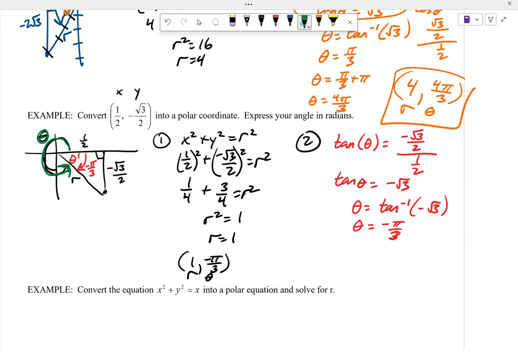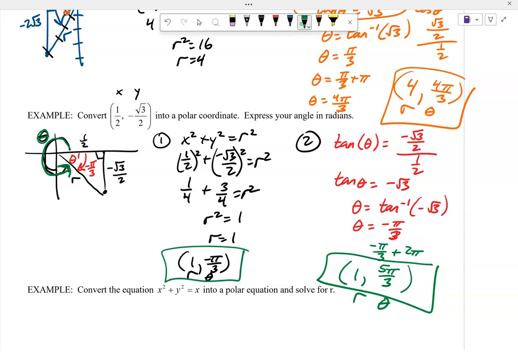So that would be negative pi thirds plus 2 pi. So negative pi thirds plus 6 pi over 3, so 5 pi over 3. That's the theta that you want, if you're going to have a positive r at least. But again, that's not incorrect. But if you want a positive theta, it's got to be the one there in green. All right, let's move on here.